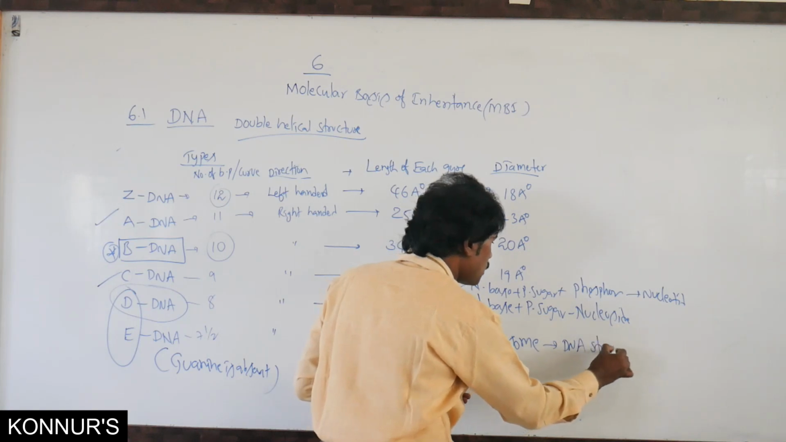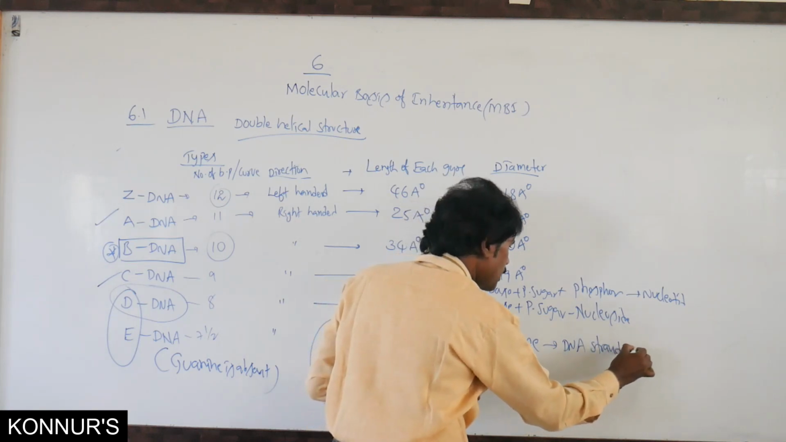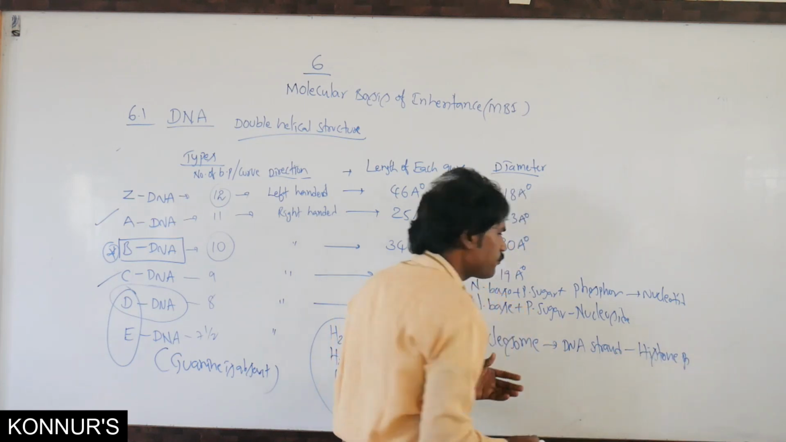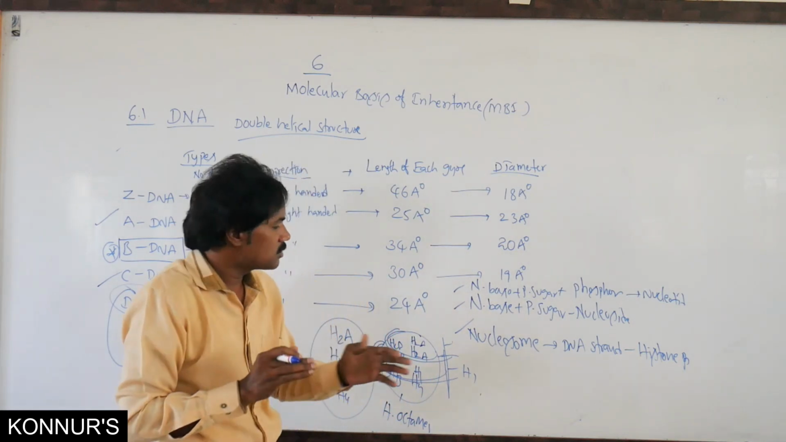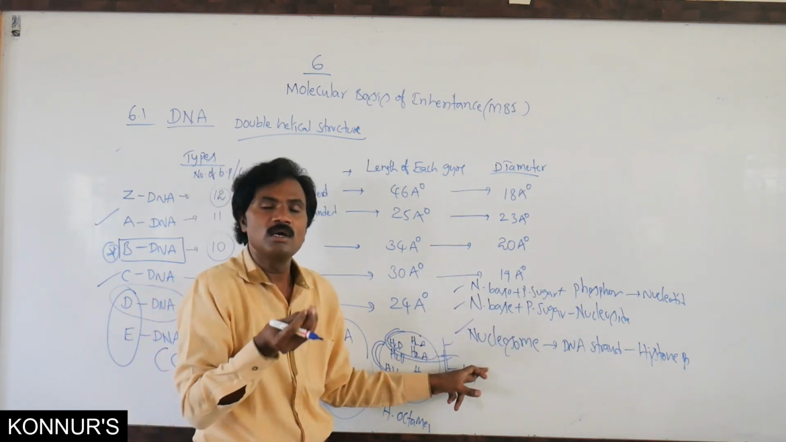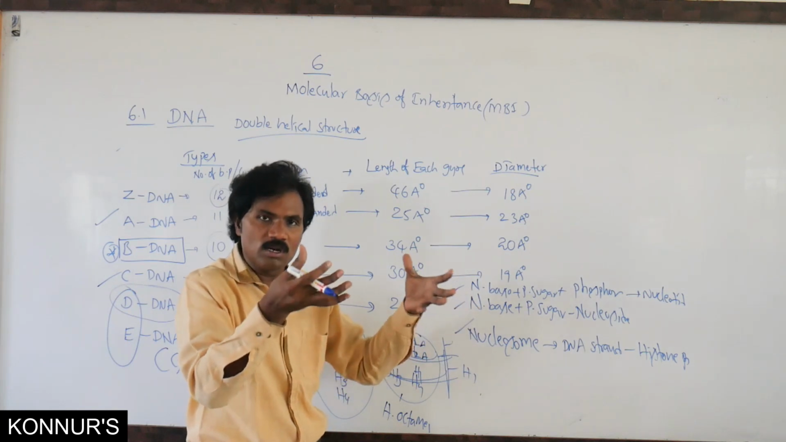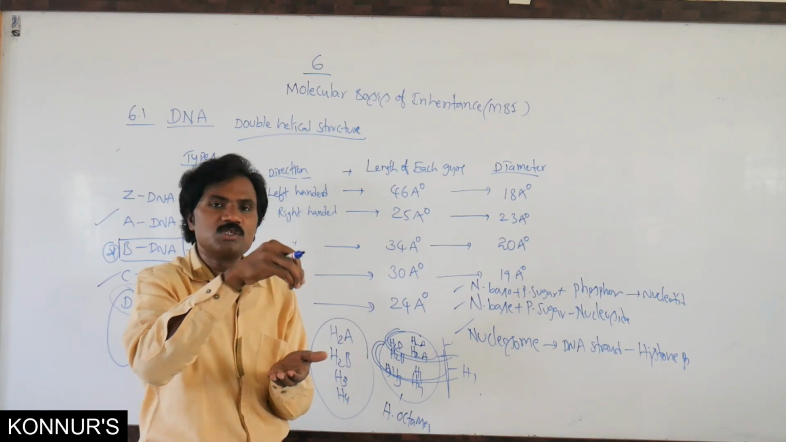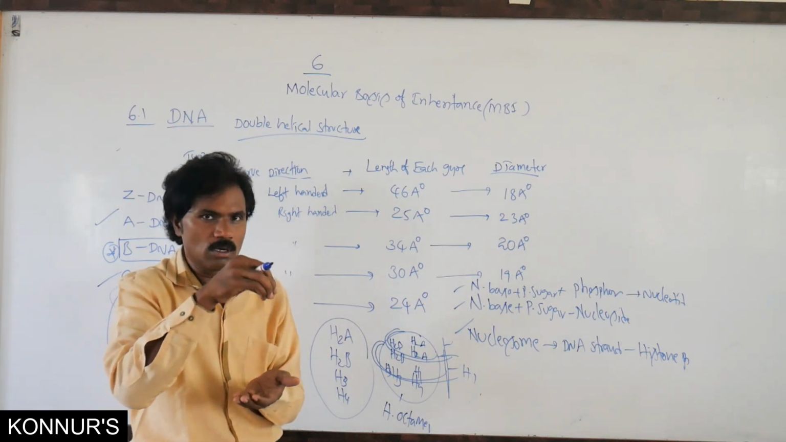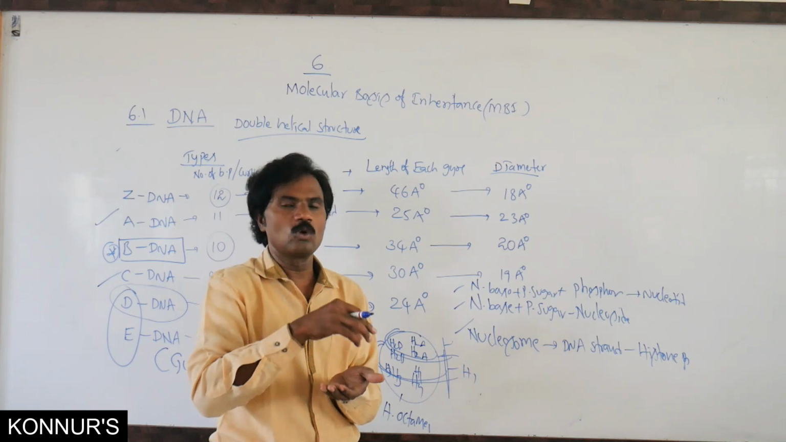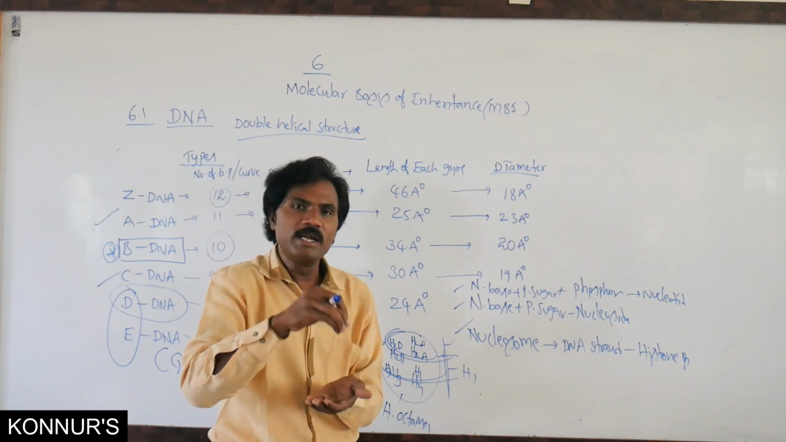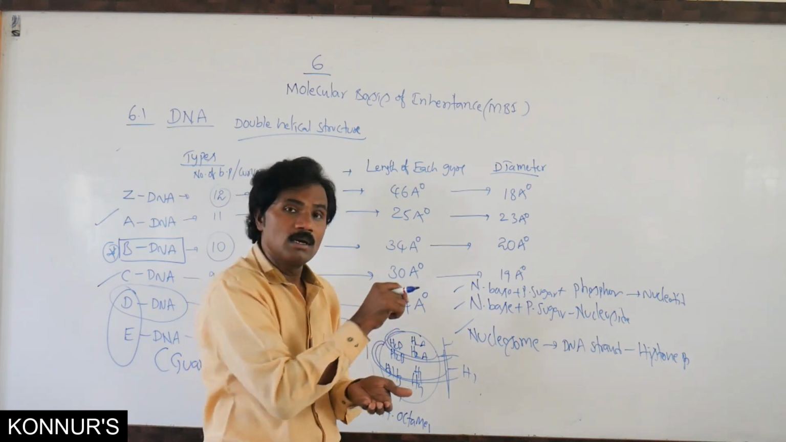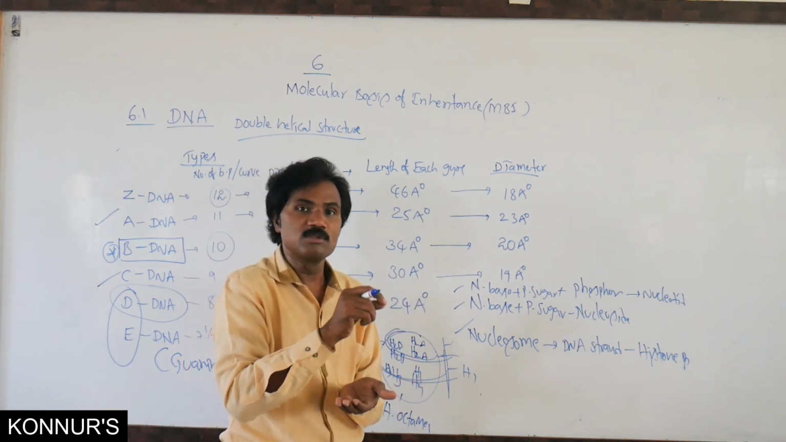DNA strand wrapped with, combined with histone proteins. Suppose there are no histone proteins, then it is nakedly present. If they are present, it will be compact. Observed microscopically, all the nucleosomes look like beads on a string, like small seed-like structures. Beads on the string.